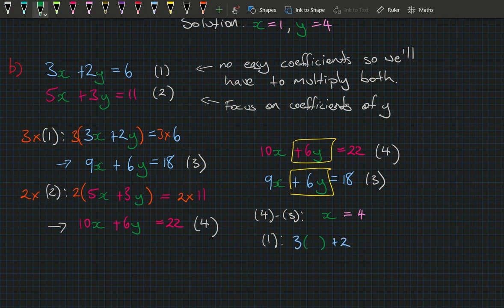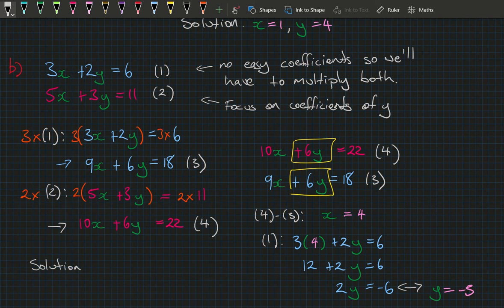4 plus 2y equals 6, which is 12 plus 2y equals 6. So 2y equals minus 6, and y must be equal to minus 3. Therefore our solution is x equals 4 and y equals minus 3.